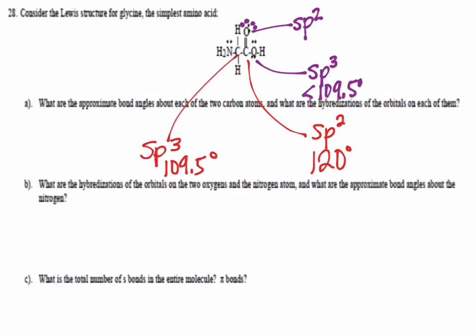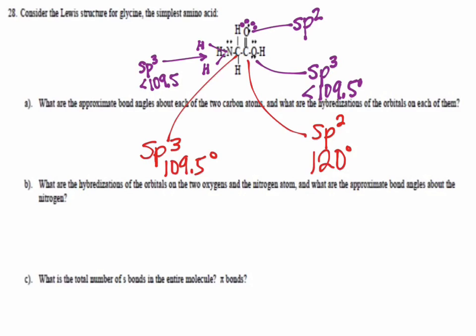And then the next one, N. What's around N? So if we were to really look at this, what's happening in N is we have an H here and we have an H here. So how many areas of electron density around N? 4. So it is sp3, and the bond angle is less than 109.5.